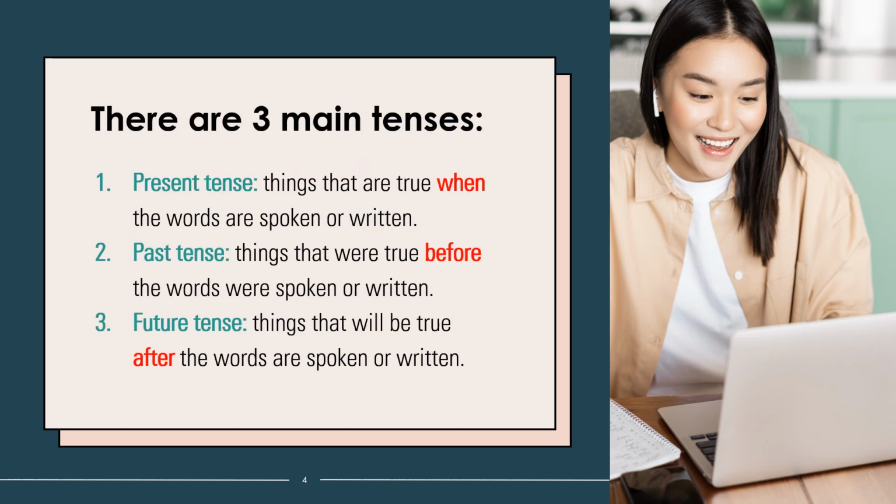In general, there are 3 tenses in English: present, past, and future. Present tense means the things are true when the words are spoken or written. And the past tense means things were true before the words were spoken or written. And the future tense means the things will be true after the words are spoken or written. We will learn in detail in the following slides.